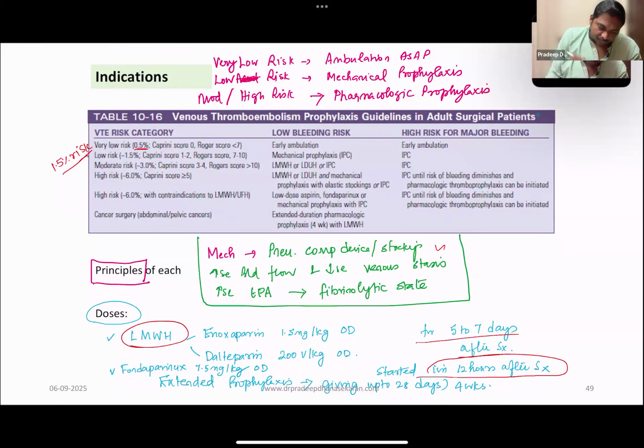So this is the venous thromboembolism prophylaxis. The other drug is fondaparinux, which is in a dose of 7.5 mg per kilogram OD. Extended prophylaxis is giving up to 4 weeks. It is commonly done in cancer patients.